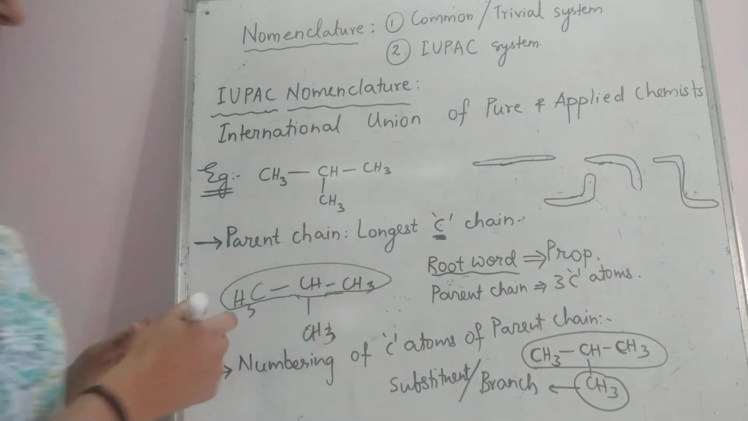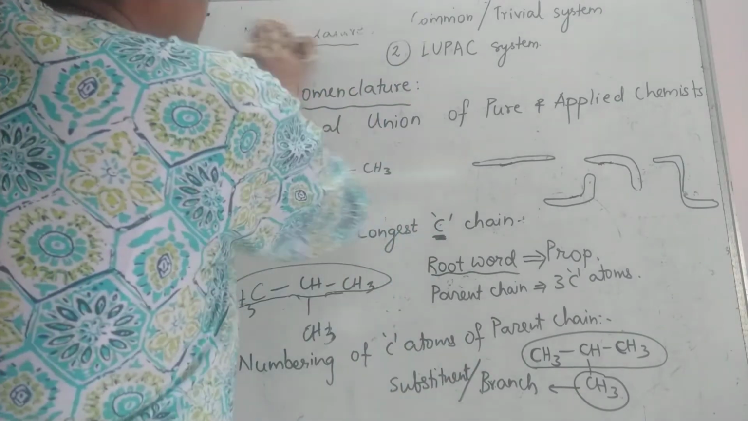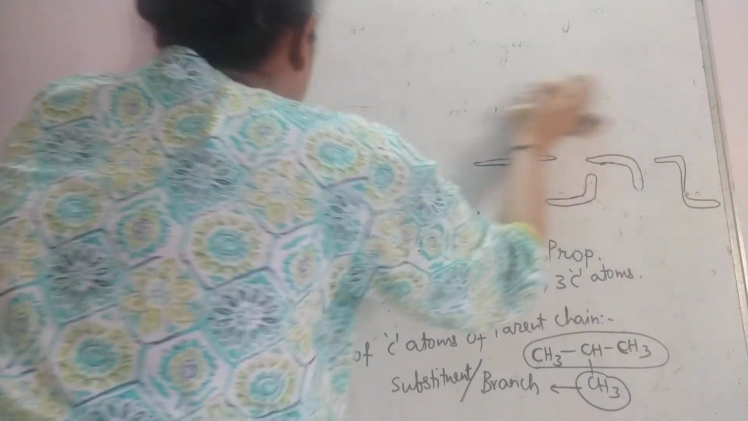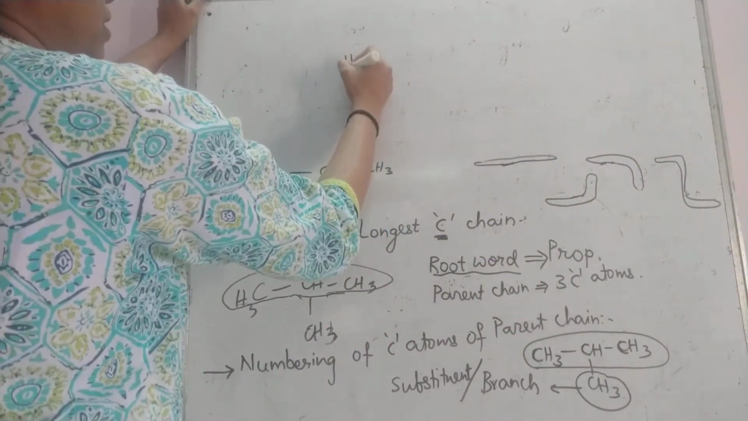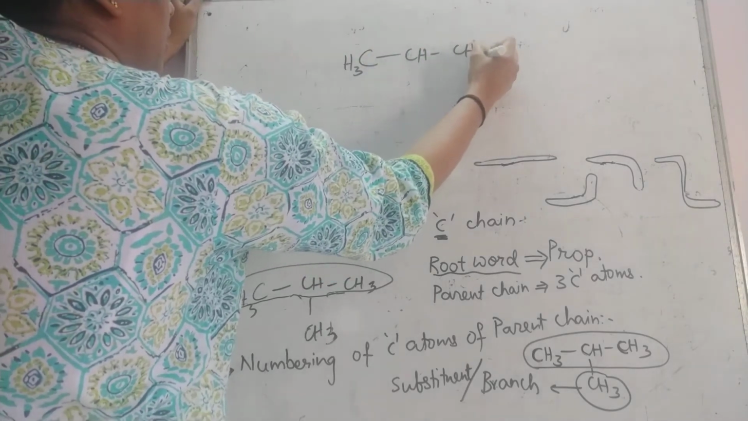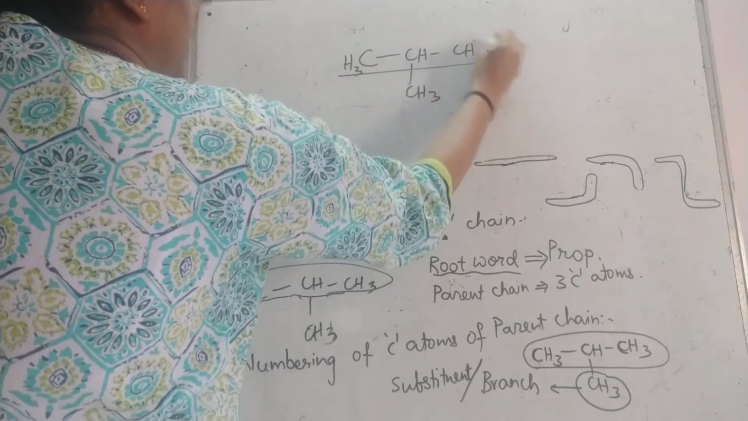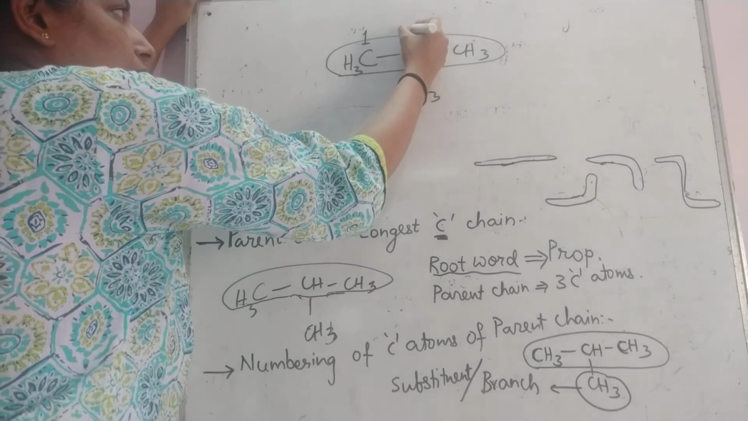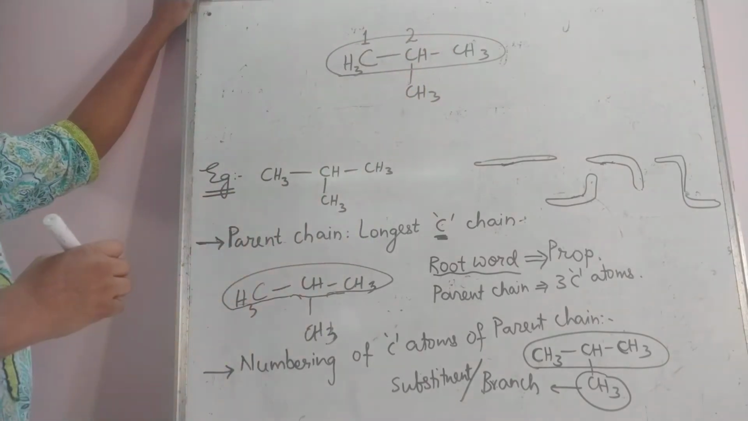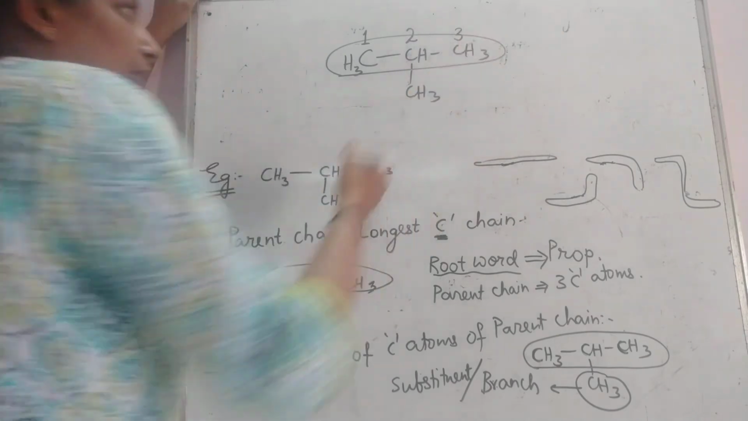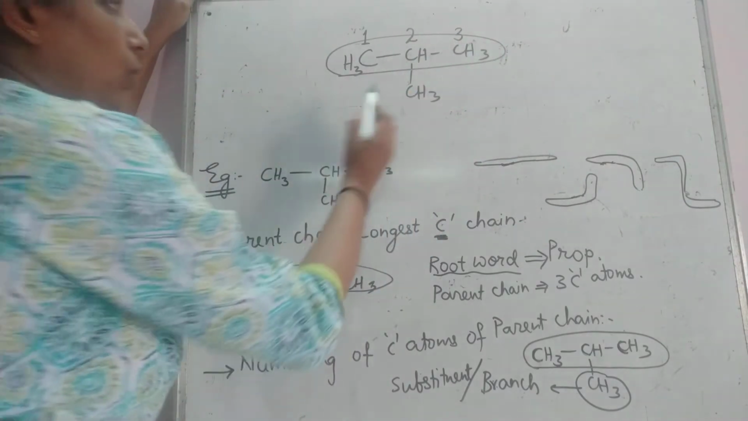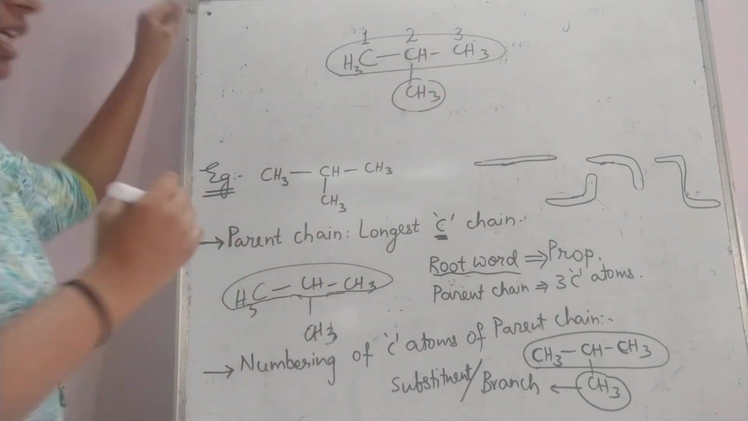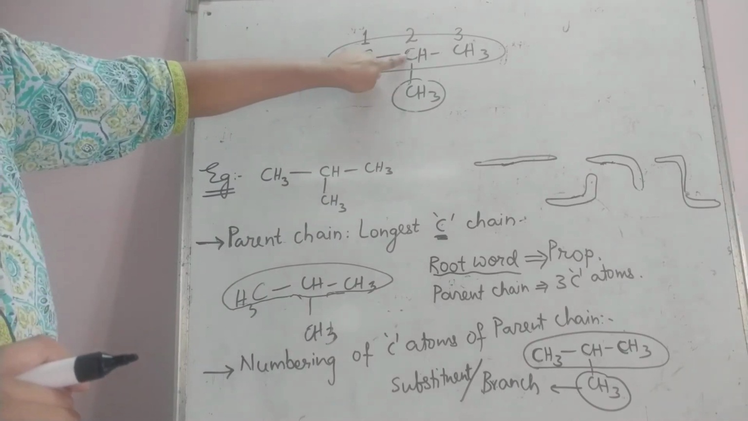Okay, for example, this is my parent chain. If I number from this side, this carbon atom will get number 1. This will get number 2. This will be numbered as 3. Now the carbon atom to which this branch is attached: this branch is attached to the second carbon atom. If you number from this side, this branch will be attached to the second carbon atom.